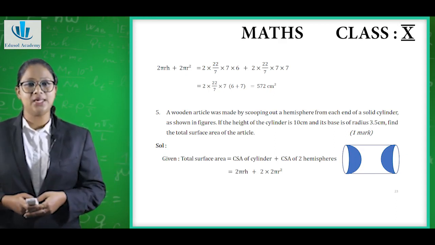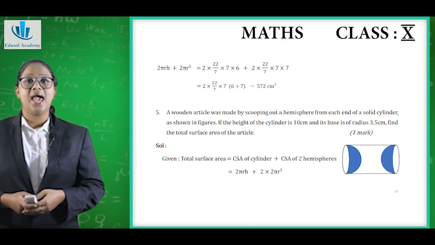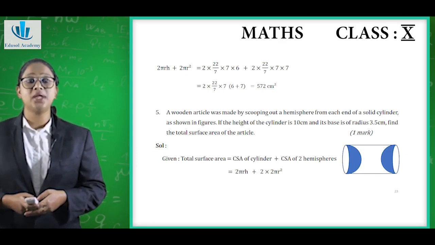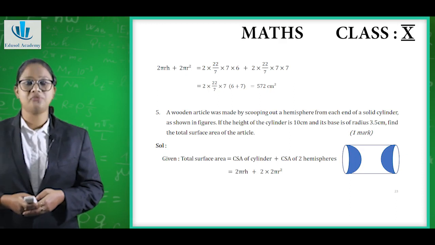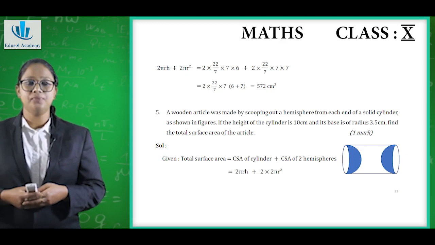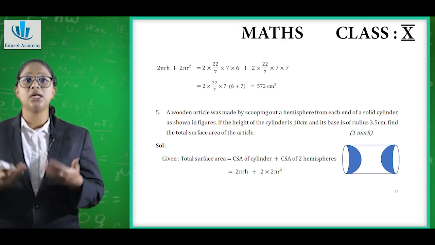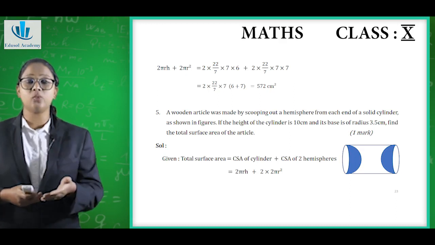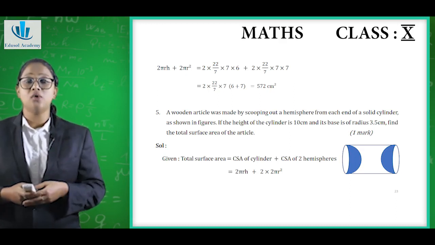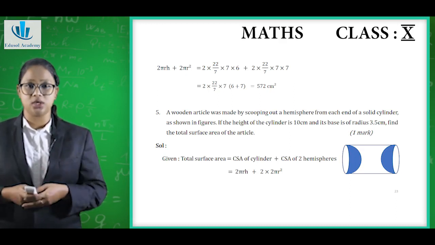If the height of the cylinder is 10 centimeter and its base is of radius 3.5 centimeter, find the total surface area of the article. As you can see in the figure, in this question, the hemispheres are being taken out of the cylinder. That's new, right? We had been dealing with solids formed by combining more than one solid.